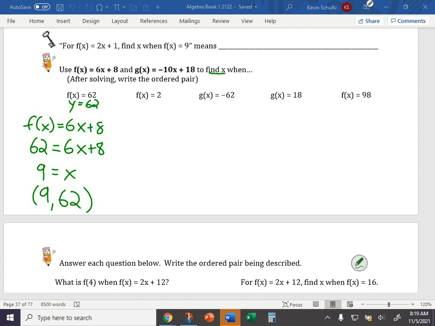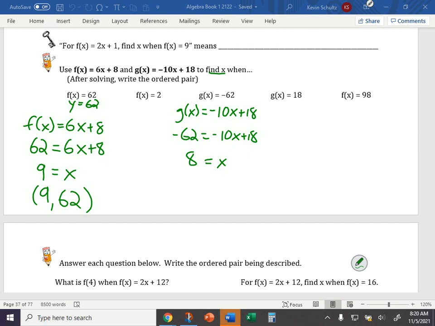Let's go to the third one. G of x equals negative 62. Which equation are we using? G of x. And we're finding x when g of x equals negative 62. Okay? So negative 62 equals negative 10x plus 18. Two-step equation, subtract 18 from both sides, divide by negative 10. What do we get? Positive 8. Okay? Negative 62 minus 18 is negative 80. Divided by negative 10 is positive 8.